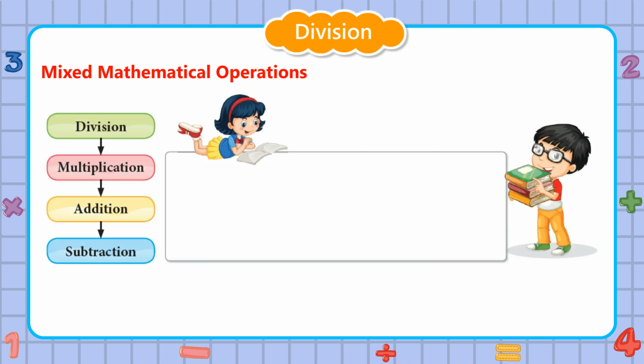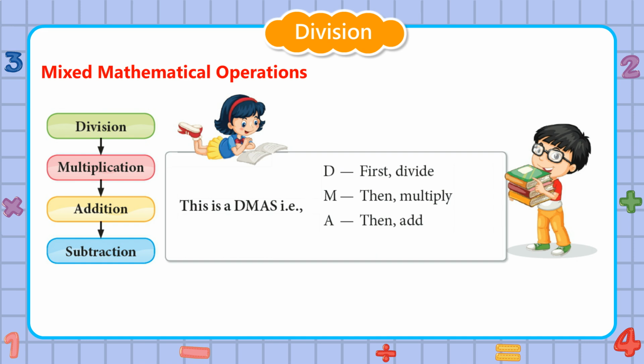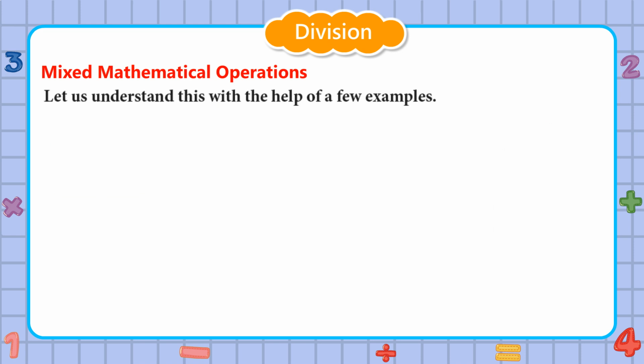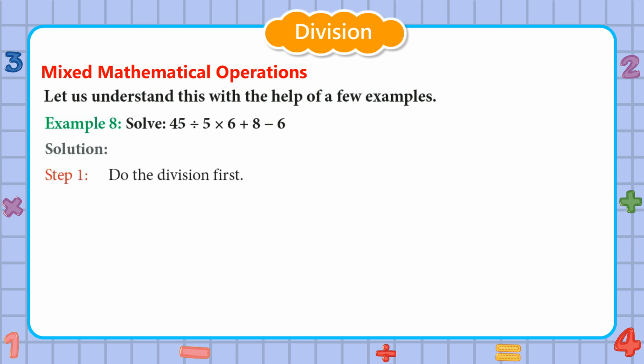Division, multiplication, addition, subtraction. This is DMAS, that is, D first divide, M then multiply, A then add, S then at last subtract. Let us understand this with the help of a few examples. Example 8. Solve 45 divided by 5 multiply 6 plus 8 minus 6. Solution. Step 1. Do the division first.